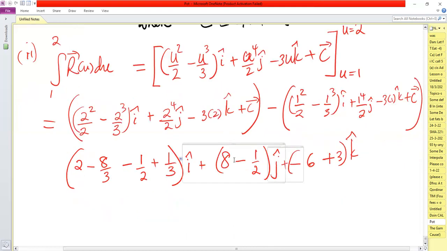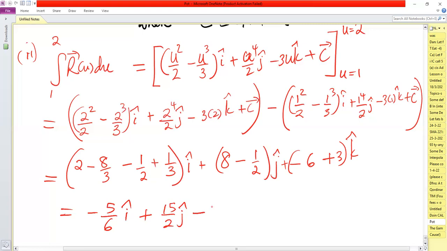So then 2 minus 8 over 3 minus a half plus a third gives minus 5/6. So this will give us minus 5/6 i. For j, 8 minus a half gives 15/2 j. Then this is minus 3 k. So this is the final answer to that given problem.